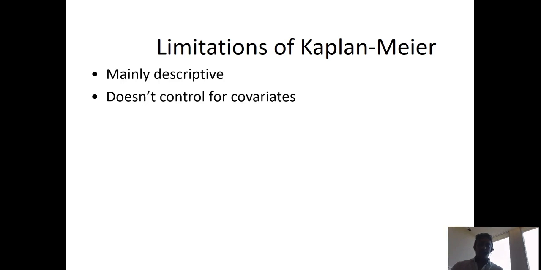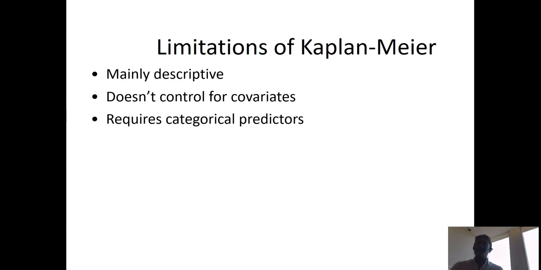We can't control for covariates. What does that mean? It means that I'm only looking at people surviving or not surviving. I'm not looking at whether or not their gender had a role, or their ethnicity had a role, or their BMI had a role. I can't control for these other factors. In other analyses, we can. We can do multivariable analyses.